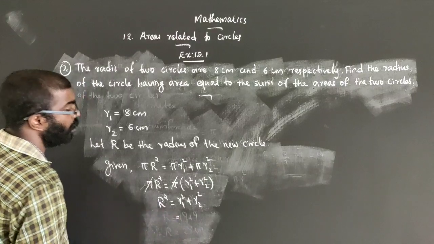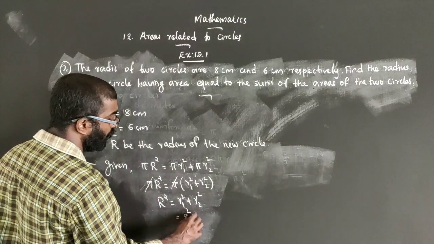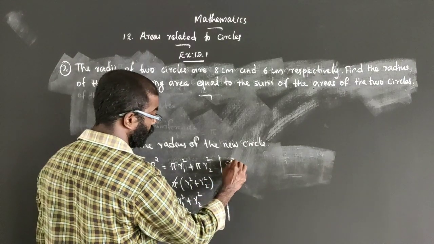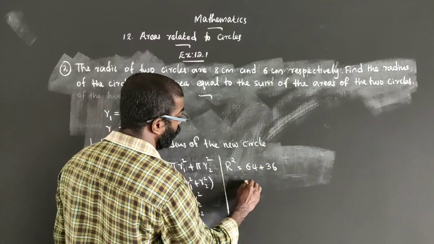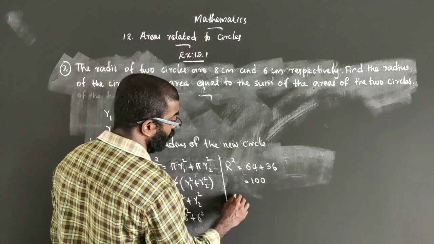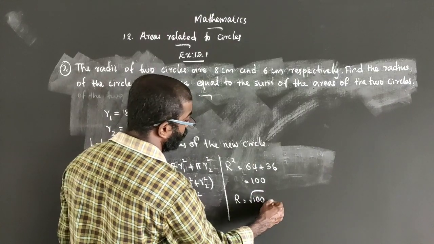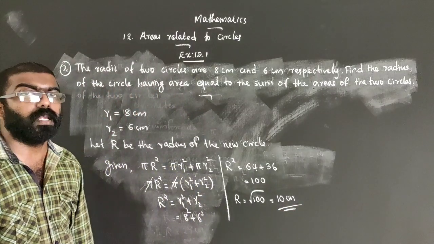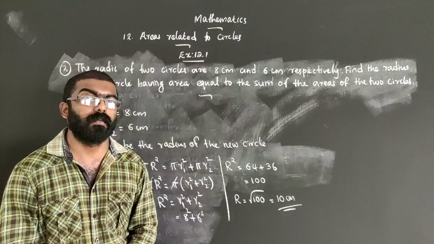Now we can replace the values of r1 and r2, 8 and 6, so 8² + 6². That is R² is equal to 8² = 64, 6² = 36. That is 100. Or R is equal to the square root of 100, which gives 10 centimeter. Therefore, the radius of the new circle is equal to 10 centimeter. Clear?